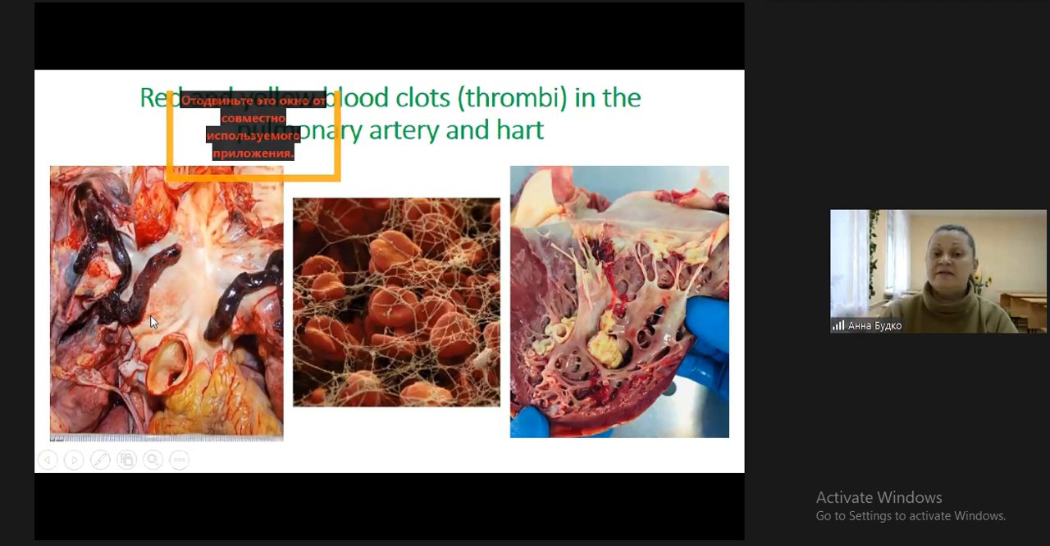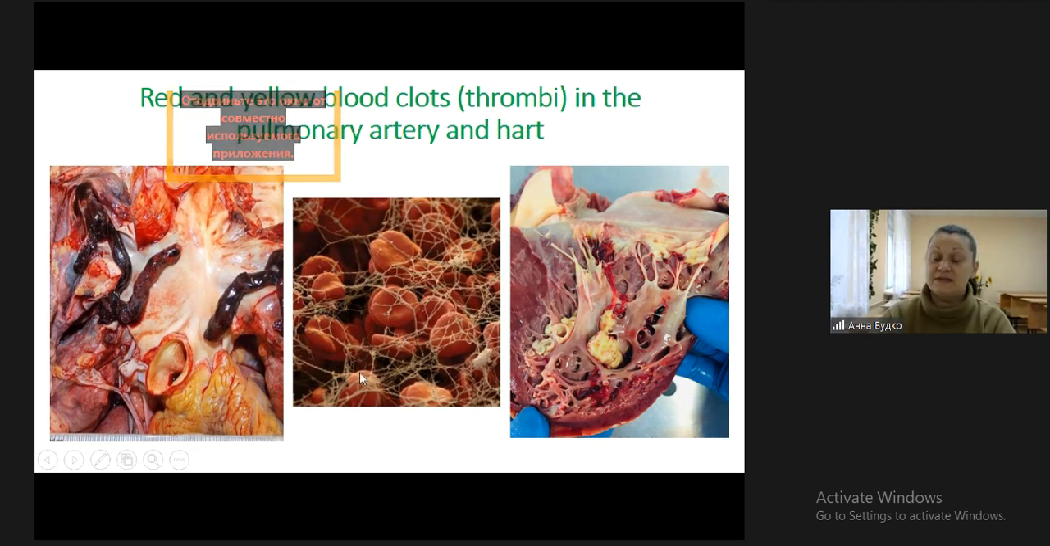If you take red thrombi, in this situation the agony phase is very short. If you can see enlarged blood vessels and the heart cavity with whitish yellow thrombi, in this situation the agony phase was a long period. Structural components of thrombi. Why do thrombi in case of a short agony phase have red color?